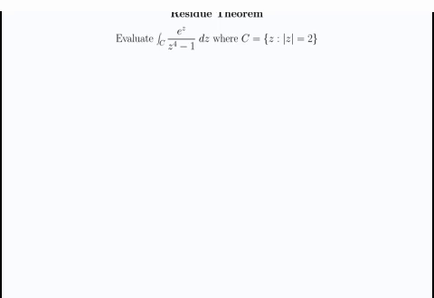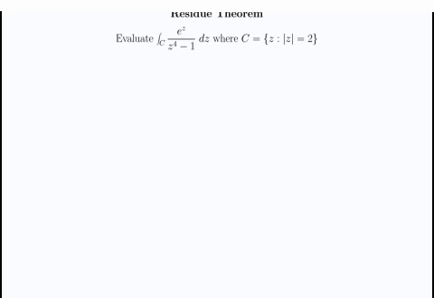In this screencast I'm going to look at the residue theorem, and I'm going to apply it to the following problem. We're asked to evaluate the integral of the function e to the z divided by z to the 4 minus 1 with respect to z. It's a contour integral and it's evaluated around the circle, centre the origin, radius 2.